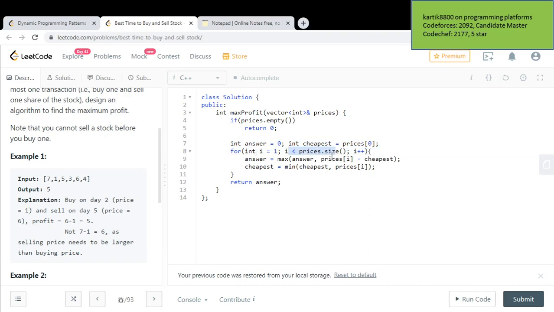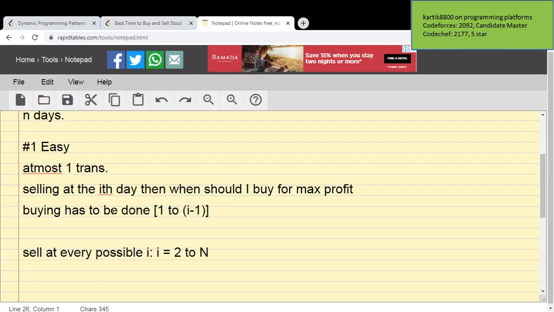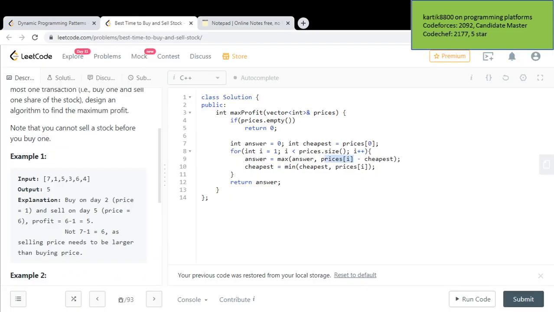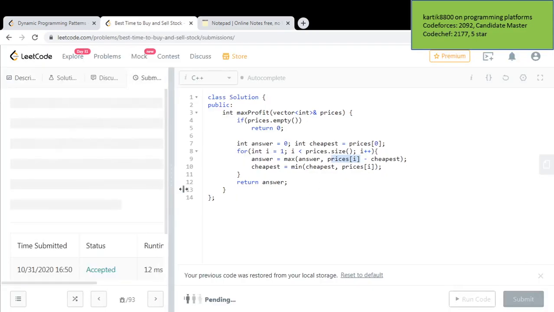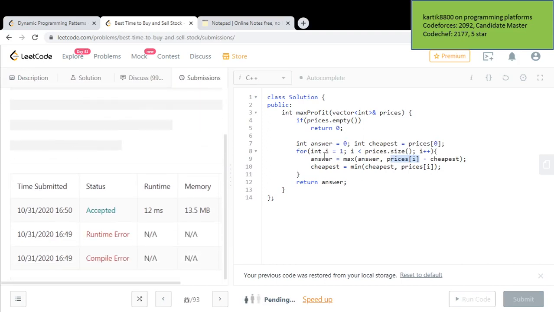And since you're selling, you will get a revenue of prices at I, and you will lose the cost of buying, right? The cost which you paid to buy the stock will be subtracted, and the revenue that you generate by selling the stock off is this one. Meanwhile, keep maintaining the minimum price in the range 1 to I minus 1, and you are done. This is a big O of n solution, and it works beautifully well. So that was a very easy problem. Let's move to the next one.